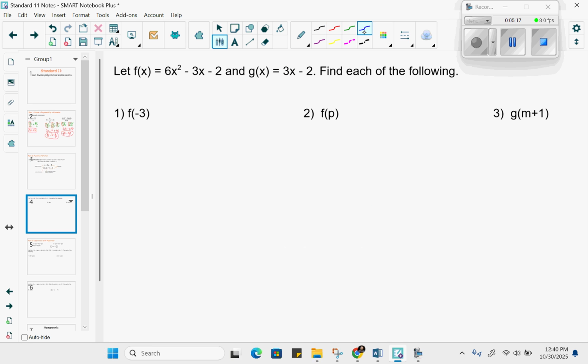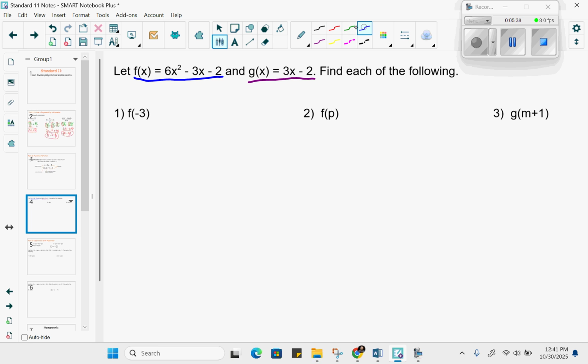So here's one. Let's do blue this time. We're going to have f of x is 6x squared minus 3x minus 2, and g of x is 3x minus 2. We want to find the following. So here, what if it's f of negative 3? Well, we're going to go to the f of x one here. It had x in it. We're going to put negative 3 in.